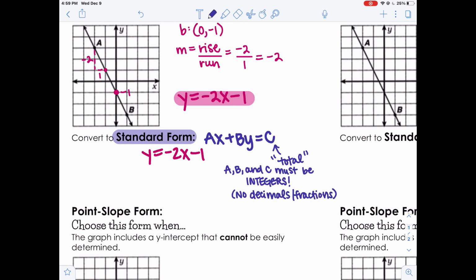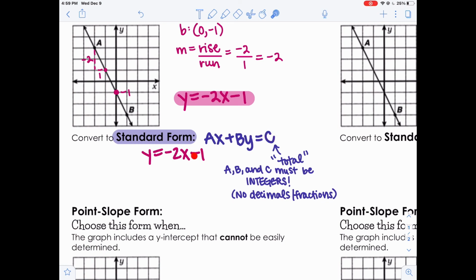They've all got to be whole numbers. A, b, and c need to be a whole number, an integer. Okay, so the way that we convert this equation in slope-intercept form into standard form is to get the constant number, the one without the variable, by itself.